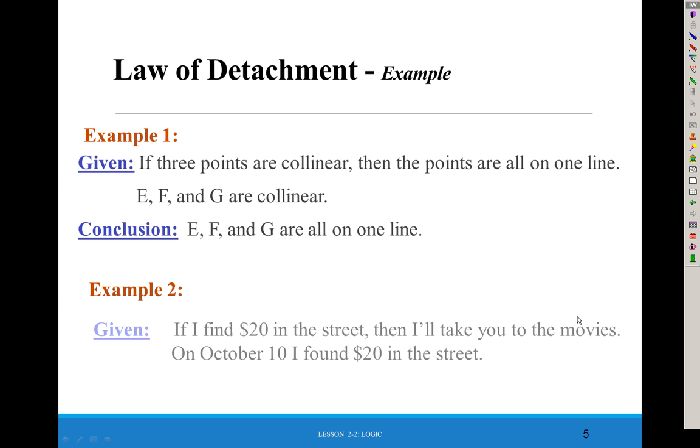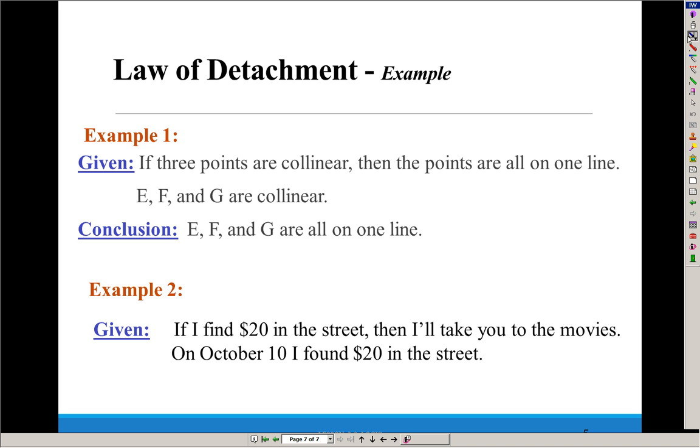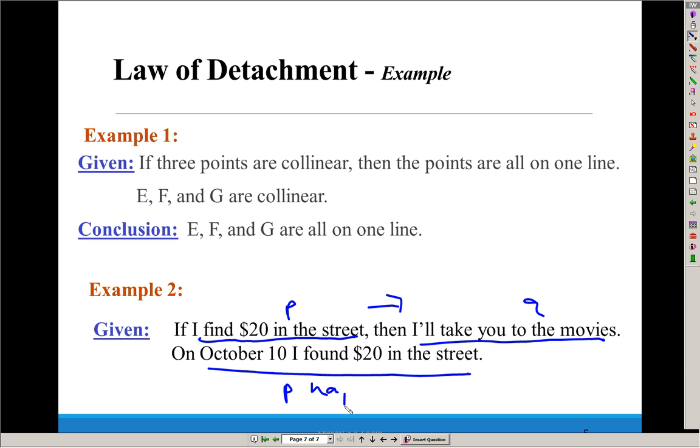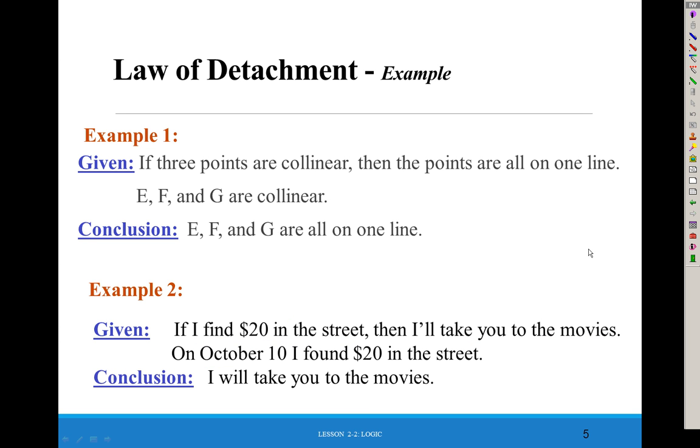Here's another example. If I find $20 in the street, then I'll take you to the movies. On October 10th, I found $20 in the street. Well, this original statement is P leading to Q, and now P is happening. If I find $20 in the street, then I'll take you to the movies. Hey, October 10th, I found $20 in the street. And guess what? That means I am taking you to the movies. So if P leads to Q and P happens, then Q happens. That's the law of detachment.